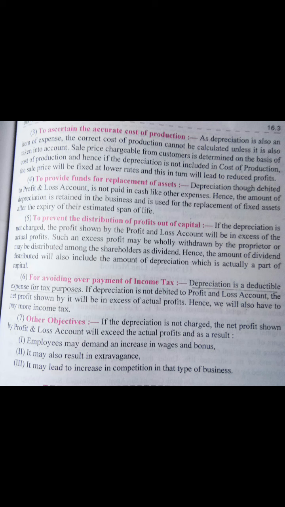Other objectives: whenever a company shows a huge amount of profit in its profit and loss account, then employees may demand an increase in wages, and they may also demand a bonus. And sometimes it may happen that the company may purchase unnecessary things, or it may increase the competition in that type of business.